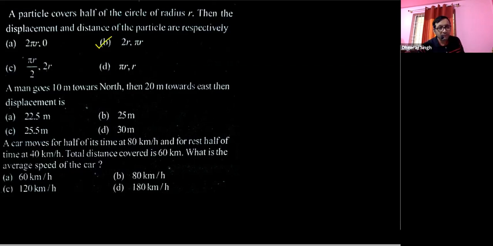Yes, option B is correct for the first. Particle covers half the circle of radius r. Distance will be pi r. And displacement will be 2r, it will be on the diametrically opposite end, right? When it covers half the circle. Second one, quickly.